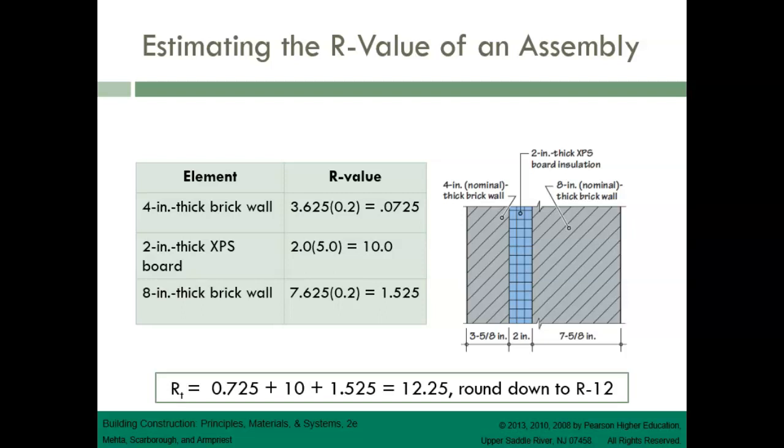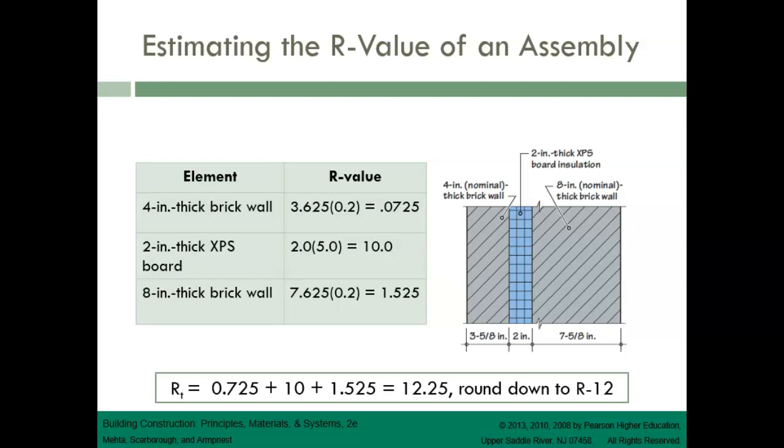And so for the first layer, we have a 4-inch thick brick wall. So the actual thickness of that wall is 3 5/8 inch thick. So we take 3.625 and we multiply that by the R value of brick, which is 0.2. We end up with an R value of 0.725 for the 4-inch brick wall. The next layer in the assembly is 2-inch thick XPS board insulation. So the thickness, which is 2, times 5, which is the R value for each inch, equals a total R value of 10.